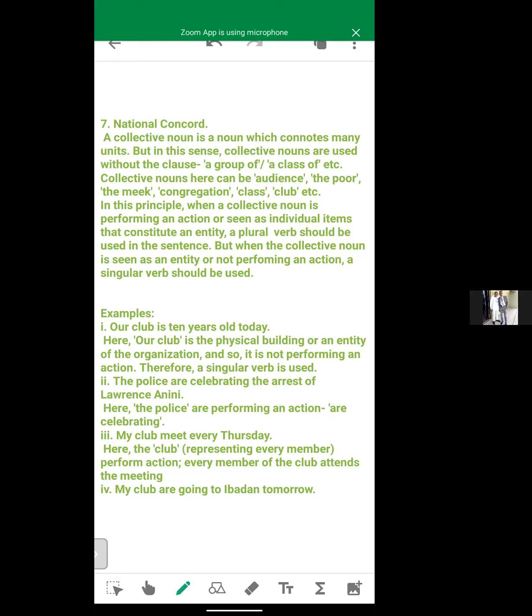Unlike the second example: the police are celebrating the arrest of Lawrence Anini. Now, the police here indicates each of the people because they are performing the action. The DPO is celebrating, the IPO, the inspectors, and a lot of police officers in the system are celebrating the arrest. So here, a plural verb is chosen.